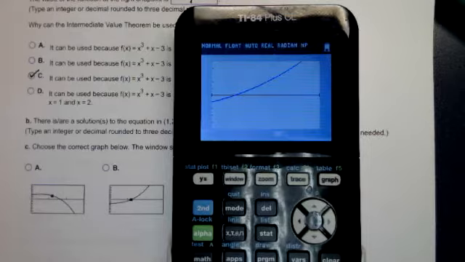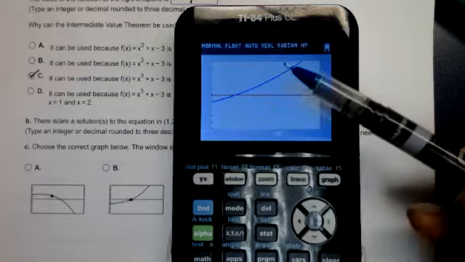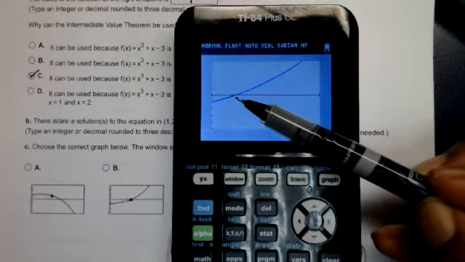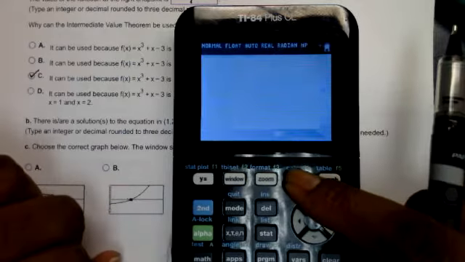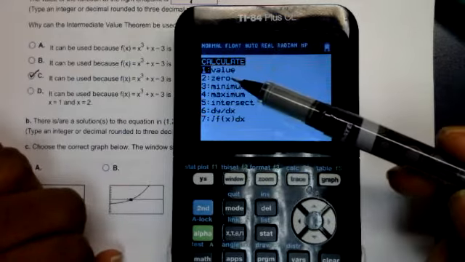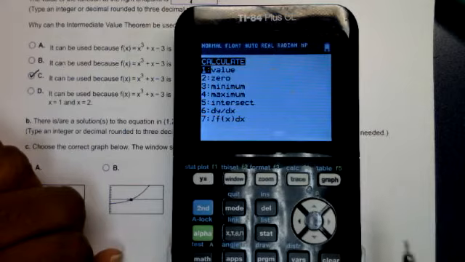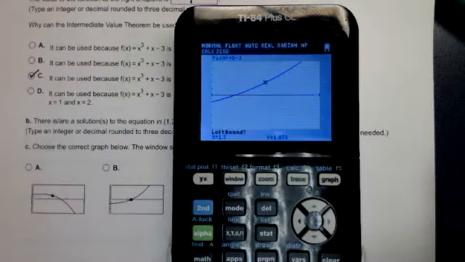So you can see the point of intersection where this graph is crossing the x-axis. Let's find out what that 0 is. To do that, you always press second and trace for the calculate menu. We're finding the 0, so we're going to select number 2 for 0.